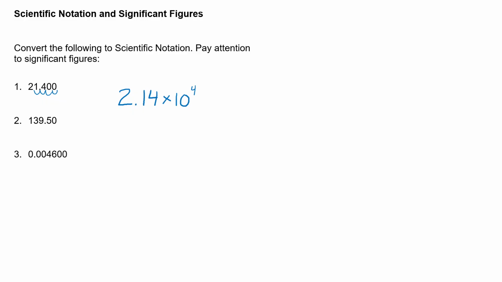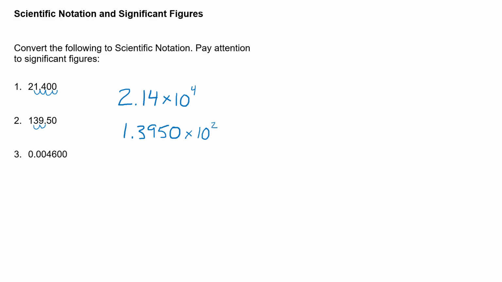Our next number, 139.50. We're going to write 1.3950. That zero is actually significant. Again, any questions on that, go check out the other video. 1.3950 times 10 to the. Let's see how many times we moved that decimal. We moved it 2 places. So that's times 10 to the 2.